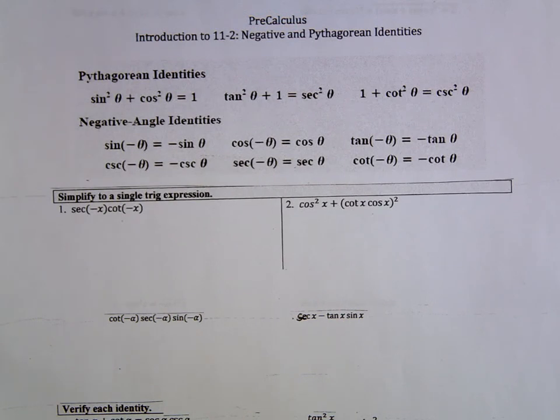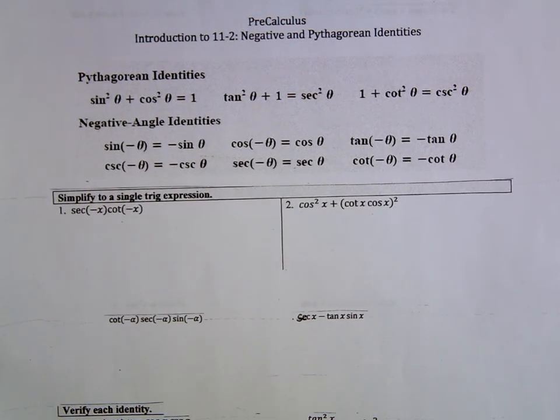Hi kids, today we're going to look at an introduction to section 11.2. They are the negative and Pythagorean identities. And again, remember we're working towards being able to solve trig equations, but before we get there we need to know how to manipulate them a little bit. And so there's all sorts of identities that come into play.